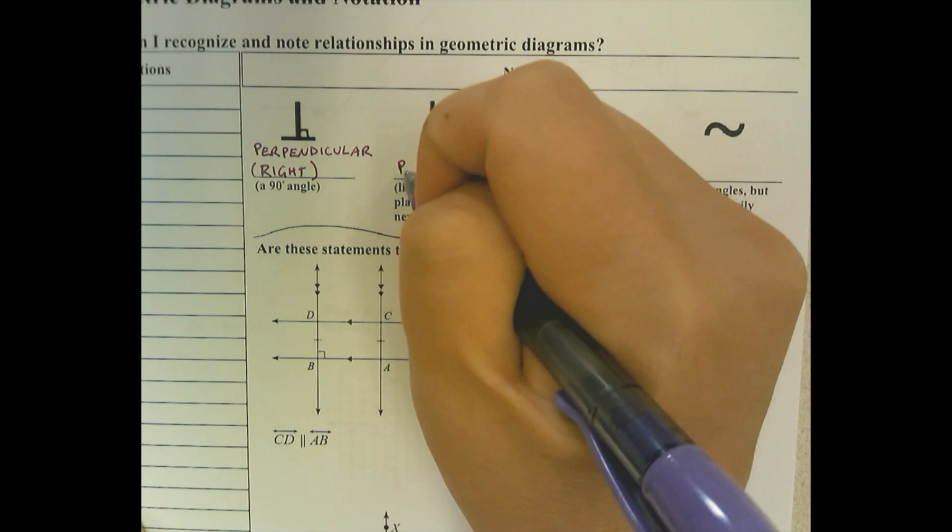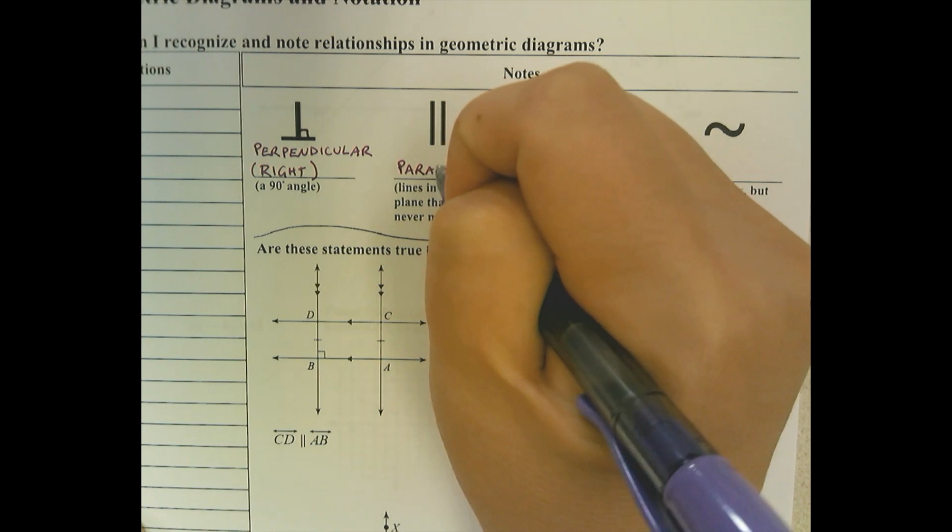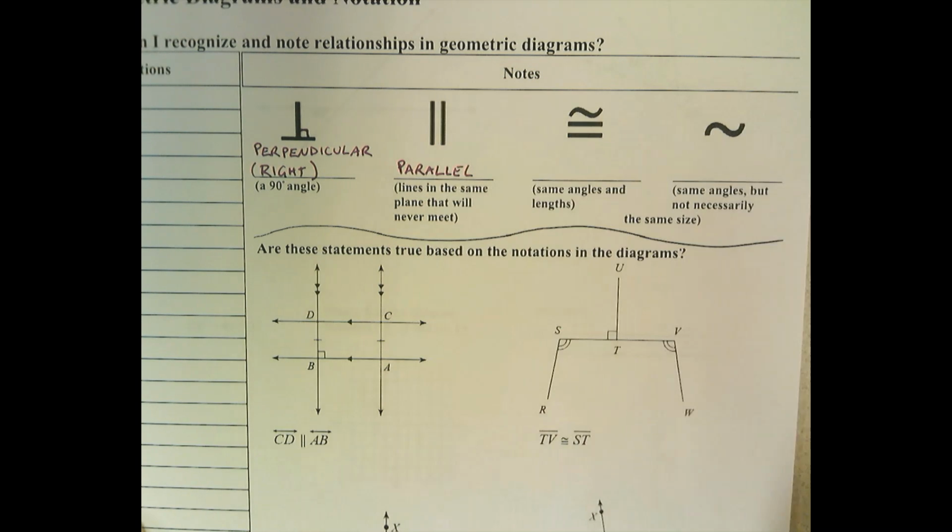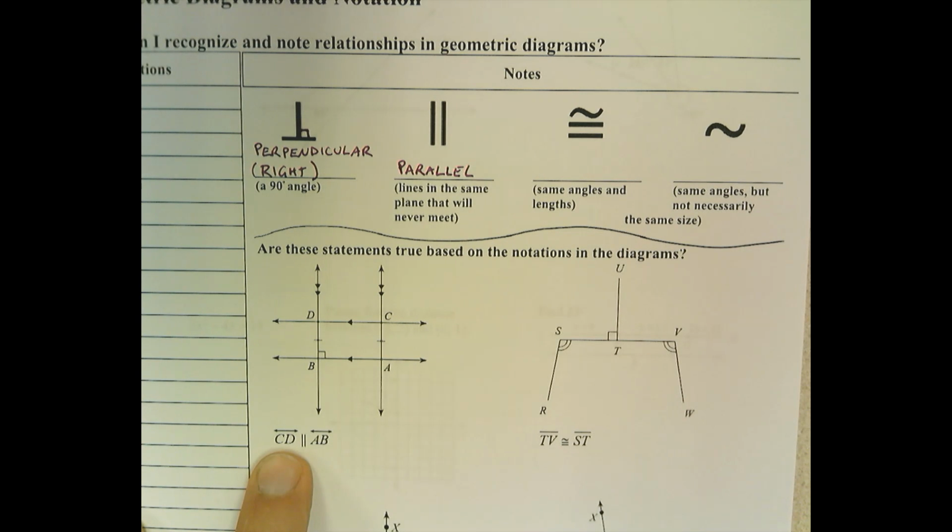The next diagram represents parallel. So when you have two lines that are parallel, we could use this symbol to refer to the lines being parallel. And we're going to see that below, like down here. Line CD is parallel to line AB.